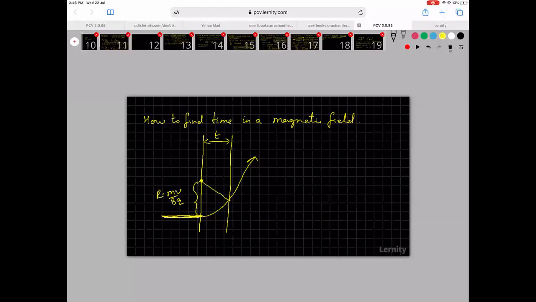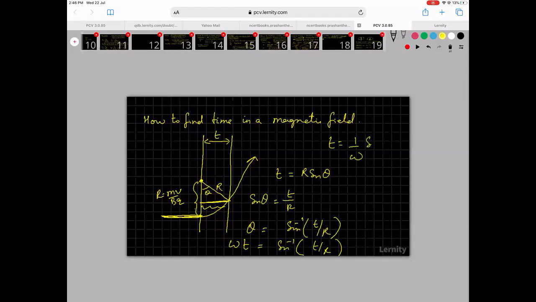Now if you know the formula for radius, this is also radius, this is also radius. Now this thickness is t. If this angle is theta, can I say t is equal to r sine theta? So t by r is equal to sine theta, and theta is equal to sine inverse of t by r. Now theta is equal to omega t. So omega t is equal to sine inverse of t by r. From there I can say t is equal to 1 by omega sine inverse of t by r.